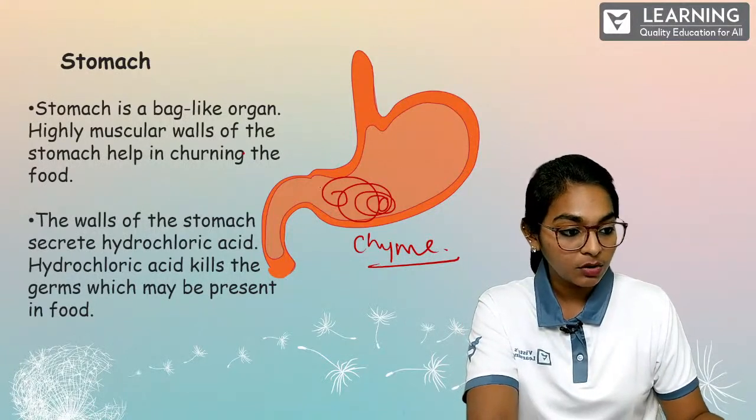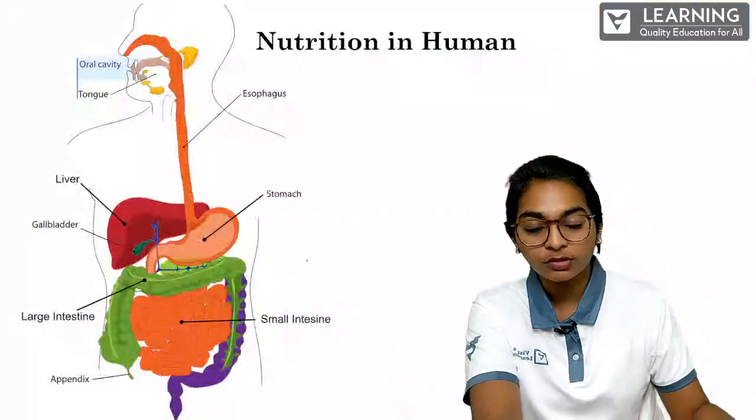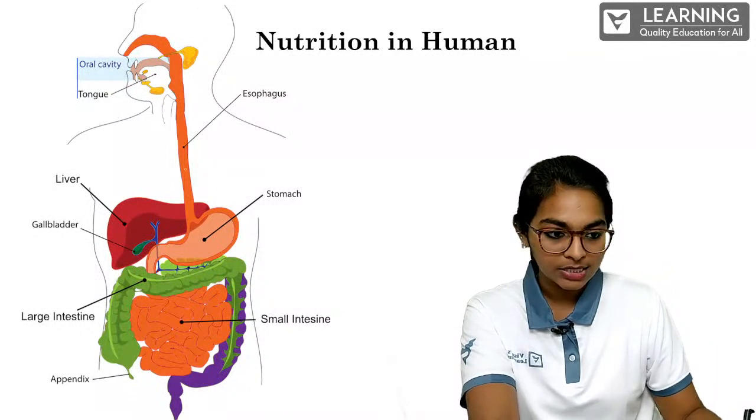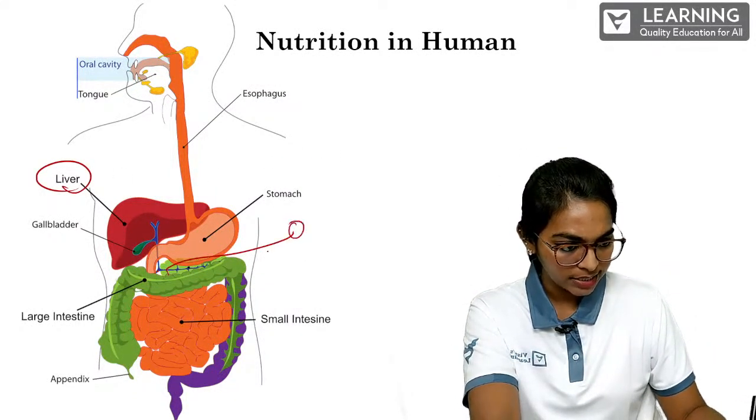So this chyme now falls out. Where does it go? It goes to the duodenum, where the actual digestion process happens. How is it happening? Very simple. By the action of the liver and also the pancreas, which is hiding inside there.